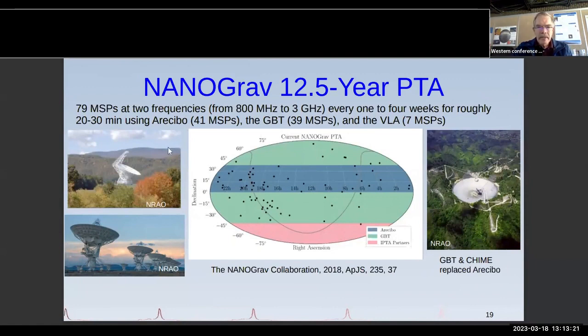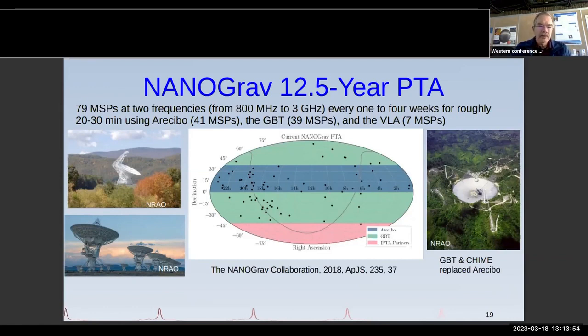Arecibo actually had 41 of the pulsars. Green Bank over here had 39, and VLA had a few. And this is just a sky map showing the location of these. Obviously, in the southern hemisphere, like Parkes, we'll have a lot of them down here in the south. And then obviously losing Arecibo was a big hit on NANOGrav. That was a setback for them. So very quickly they were able to get CHIME and Green Bank to take up the slack.